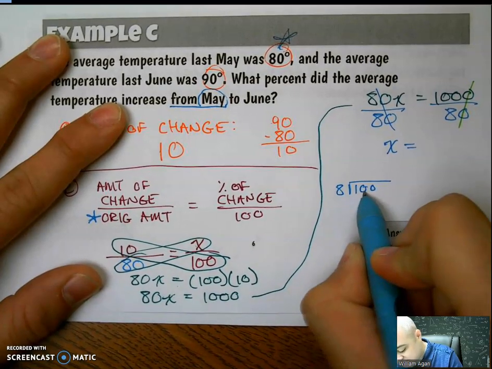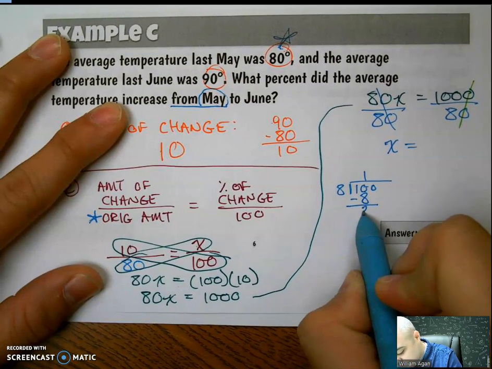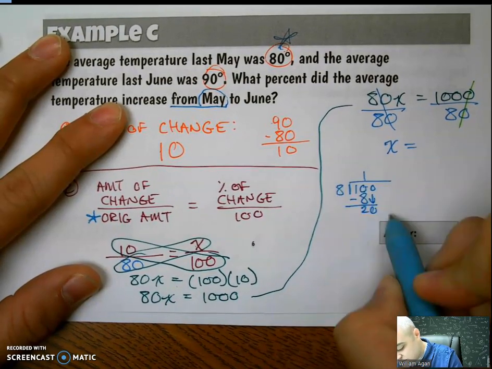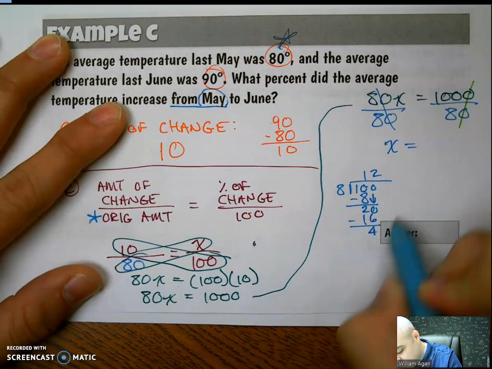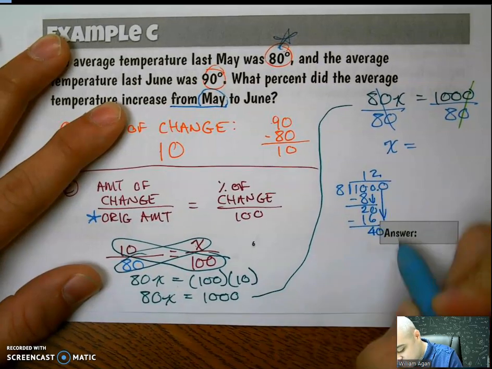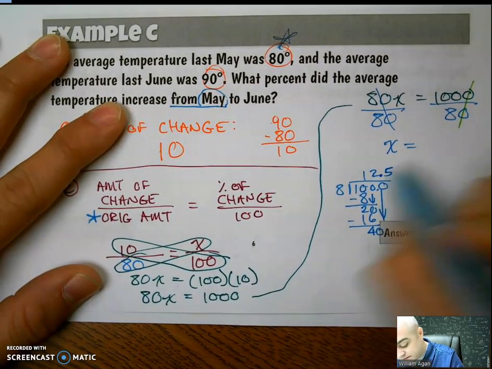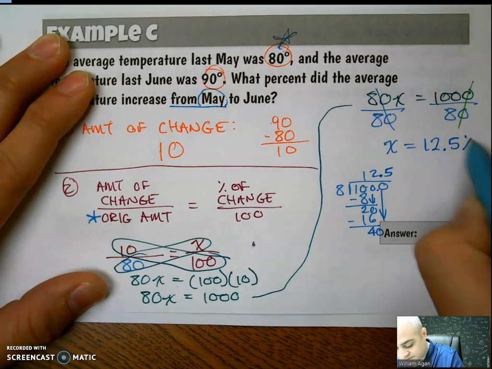8 will go into 10 one time. That's 8. Subtract, and you get 2. Bring down the 0. 8 goes into 20 2 times. That's 16. Subtract, and you get 4. Add a decimal and a 0. And 8 goes into 40 5 times. So my answer is 12.5%.